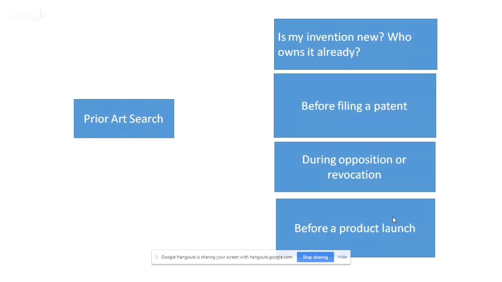Also, the prior art search is done during the opposition or the revocation process. This is mostly associated with the prosecution related matters that are handled at the patent offices. Now, during opposition or revocation, if anybody wants to oppose or revoke the patent application or a granted patent on the ground of lack of novelty, a novelty search needs to be performed.